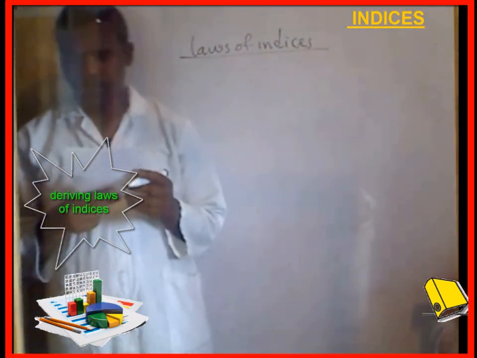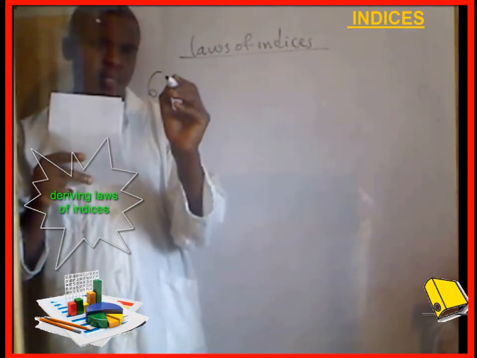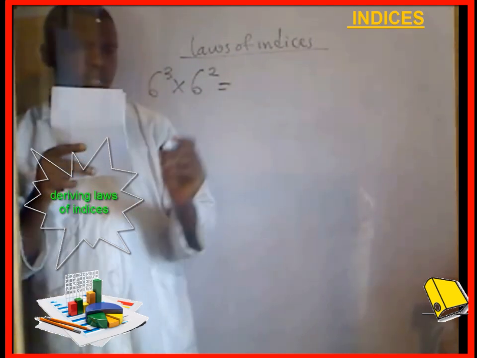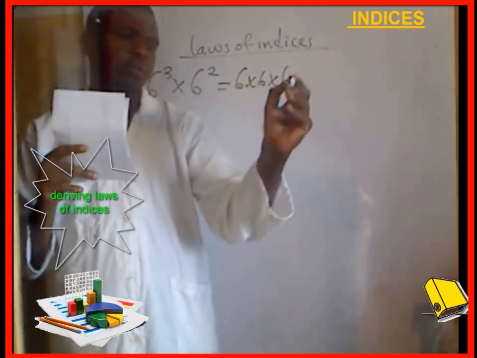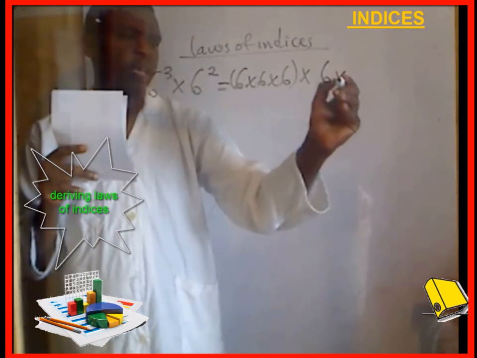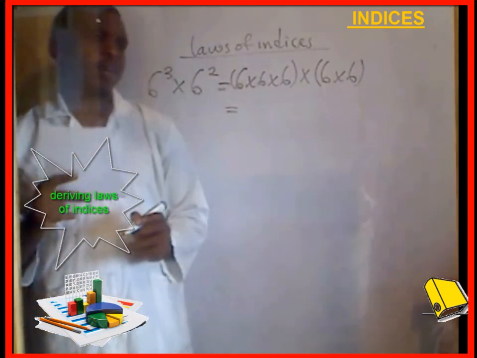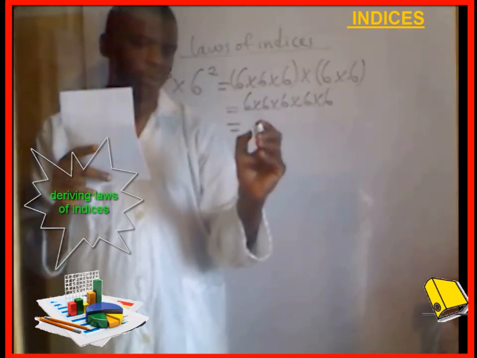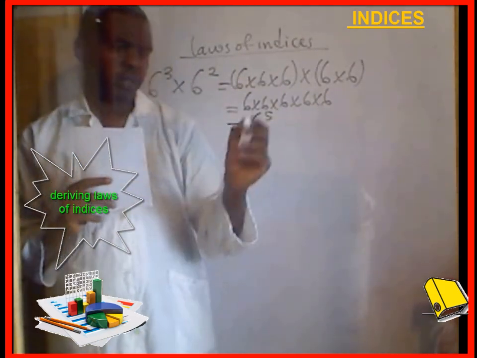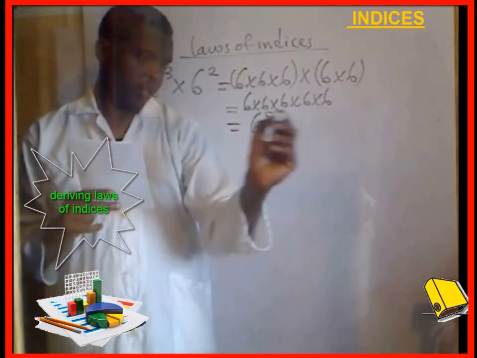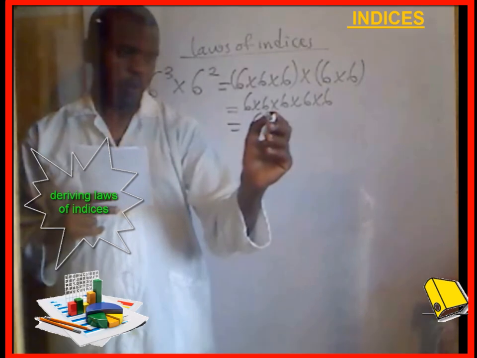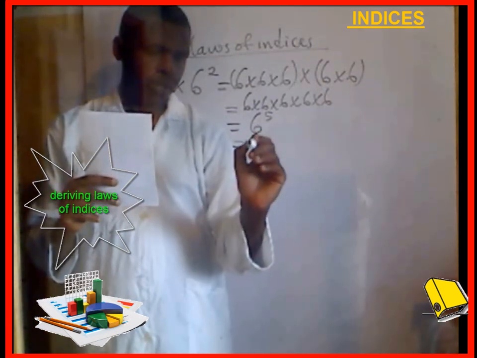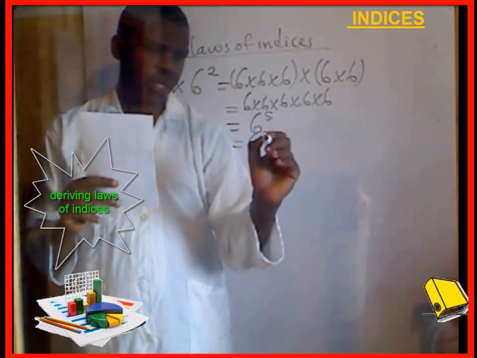The laws of indices. Let's consider this. 6 raised to the power 3 times 6 raised to the power 2. What this actually means is 6 times 6 times 6 times 6 times 6. What does this give us? This gives us 6 times 6 times 6 times 6 times 6, which is equal to 6 to the 5th power. 1, 2, 3, 4, 5. So there are 5 6's here, so we write 6 raised to the power 5. So what do we see? How can we get this 5 from these powers? We see here that this is equal to 6 raised to the power 3 plus 2.